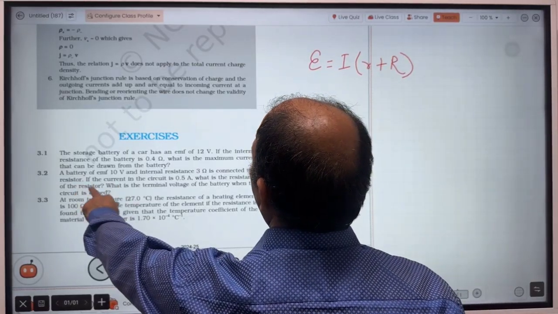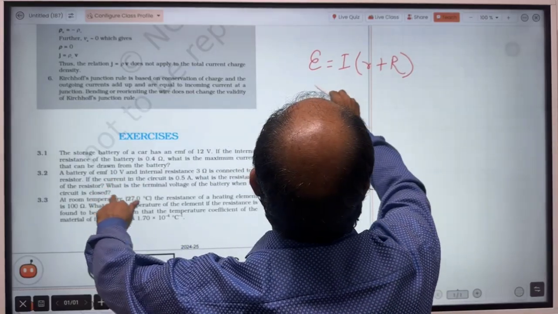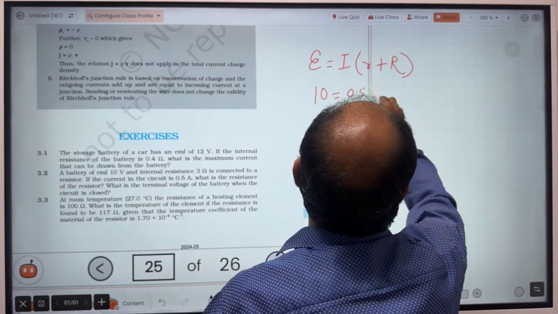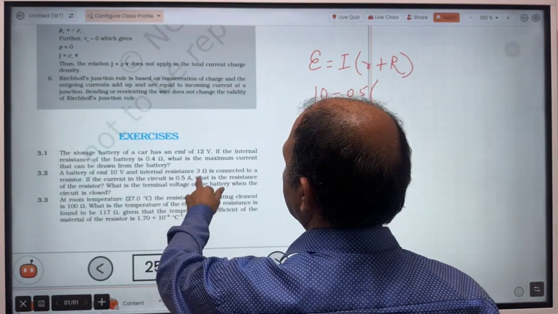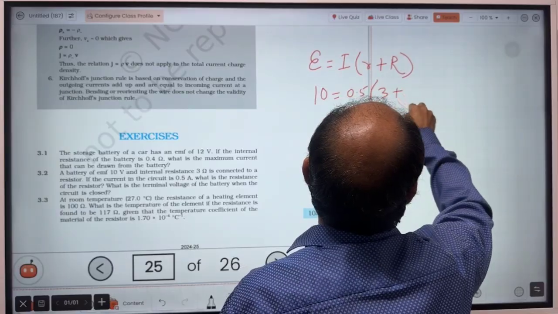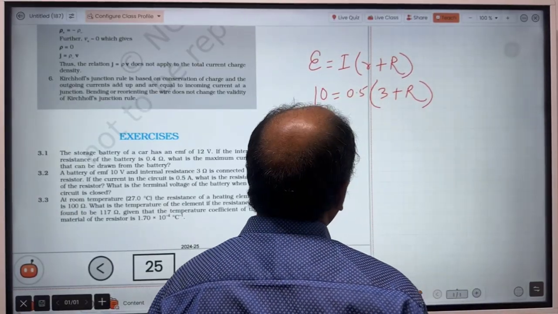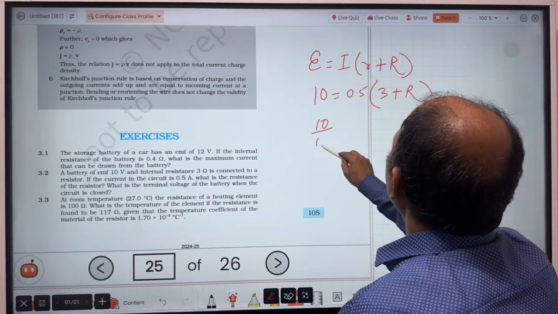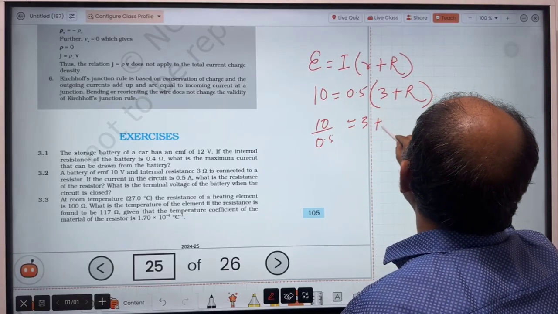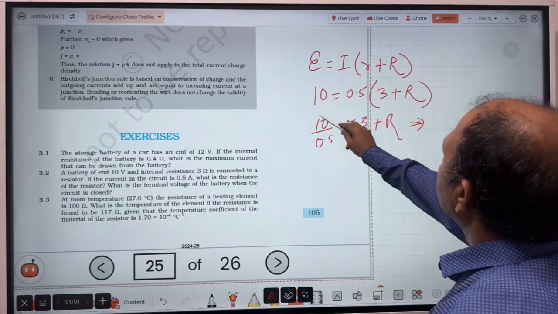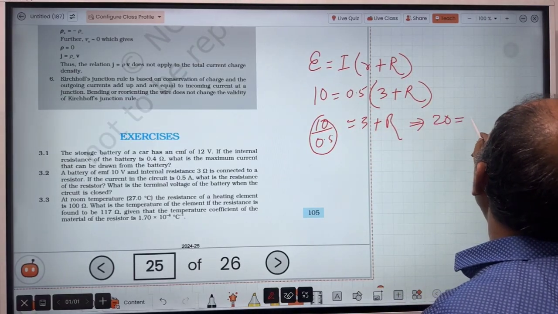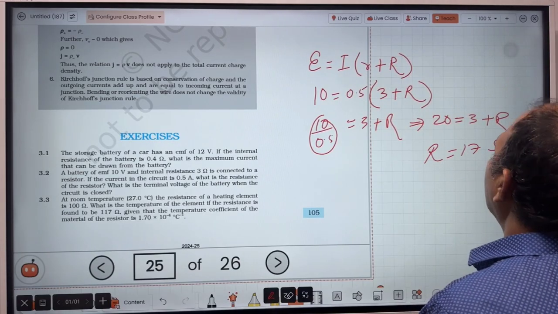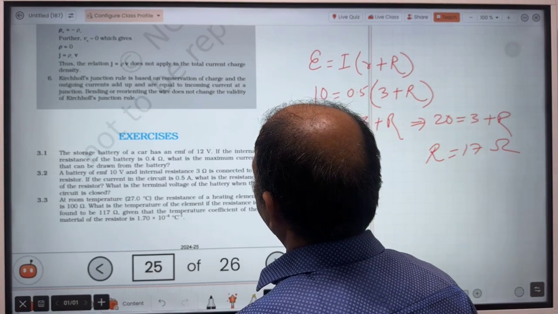In our question, here EMF is given as 10, I is given as 0.5, internal resistance is given as 3, and external resistance is to be found. So it is simple. If you divide, you will get 0.5 equal to 3 plus R. From where this will become 20. So 20 equal to 3 plus R. From where you will get R equal to 17 ohm. I think it is clear.